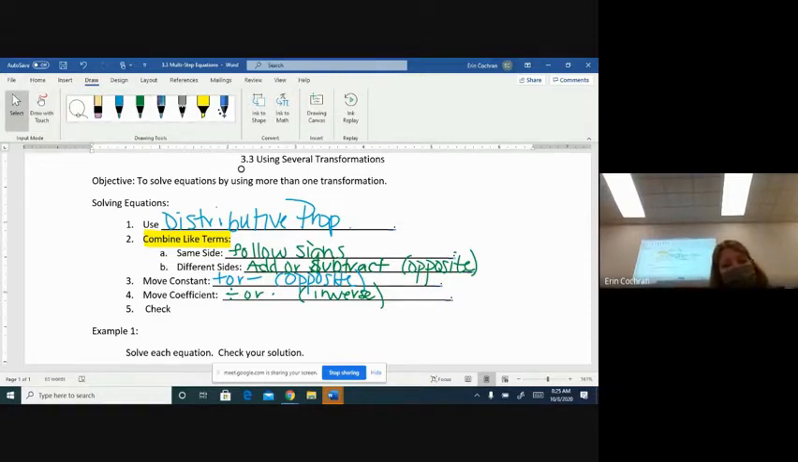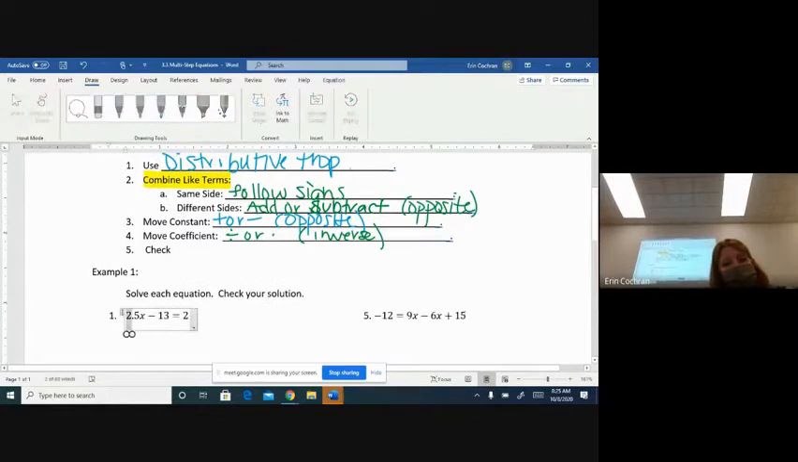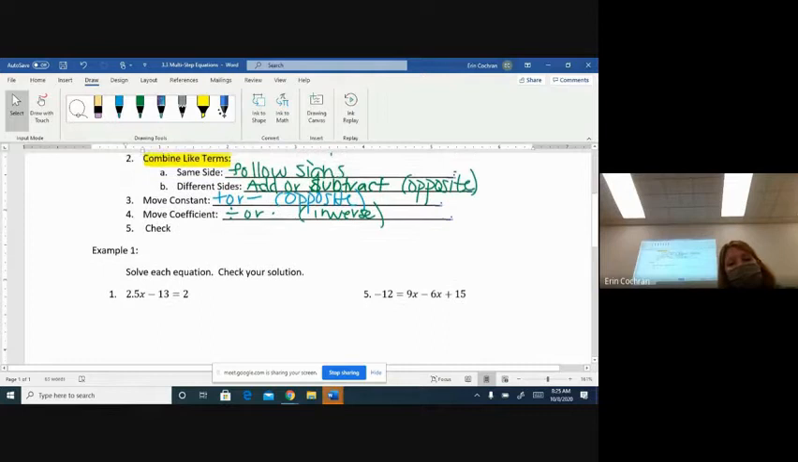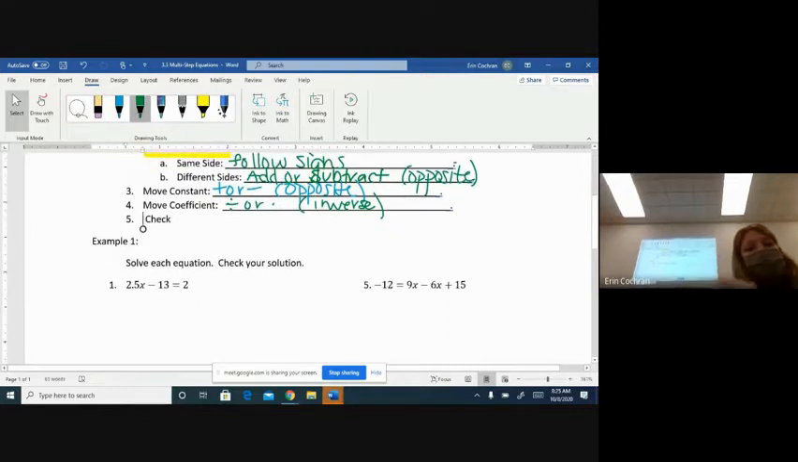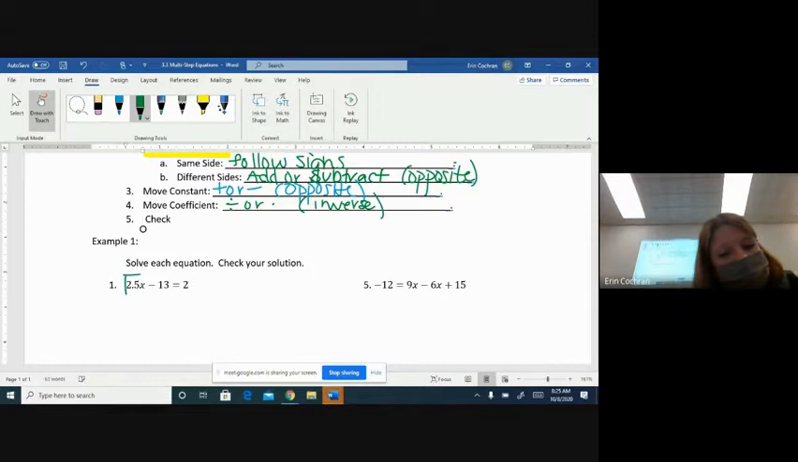All right. So let's look at step 1 here. Step 1, question 1. Do we have any parentheses? No. Do we have any like terms on the same side? Nope. Do we have any on different sides? Yeah, we kind of have the constant, right? So let's go ahead and move the constant. So what's my constant? Negative 13. So how would I move negative 13 over? I would add it.